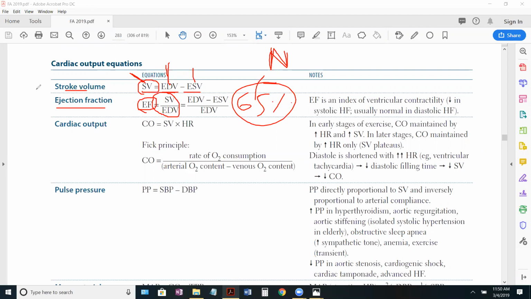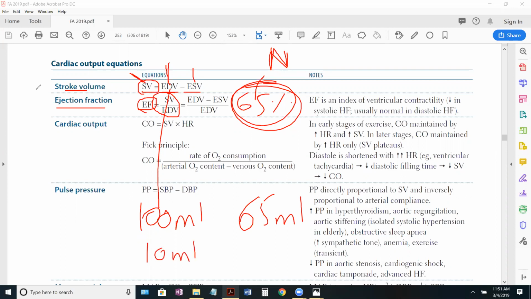Okay, I understood what you are trying to say, but that's not what happens in the real world. Remember that 65% means that in the 100 ml volume that was the end diastolic volume, we ejected out 65 ml. That is the 65% ejection fraction. So tell me, if I say only 10 ml was able to enter and only 6.5 was able to go out, what will be the ejection fraction of this system?